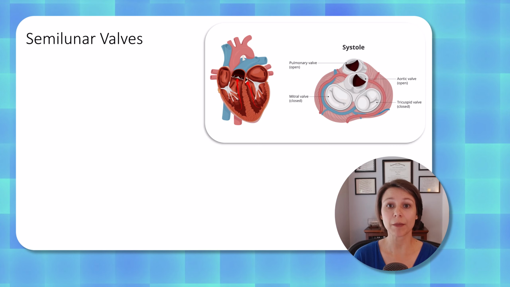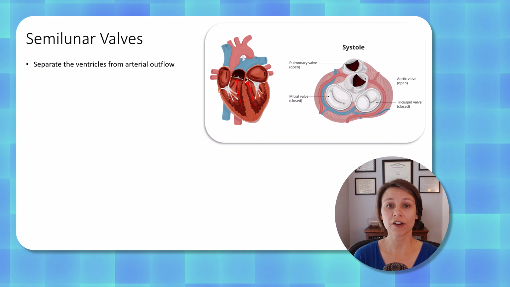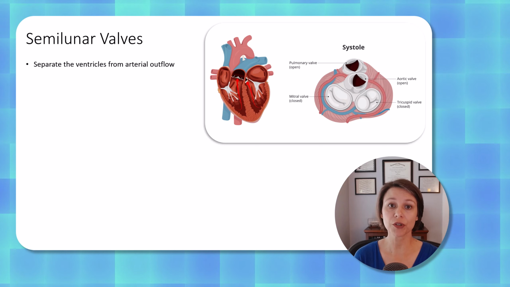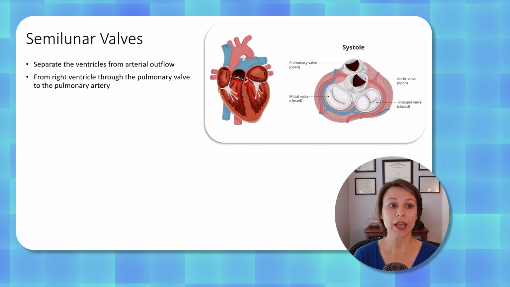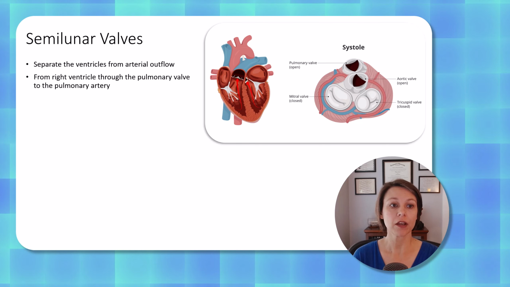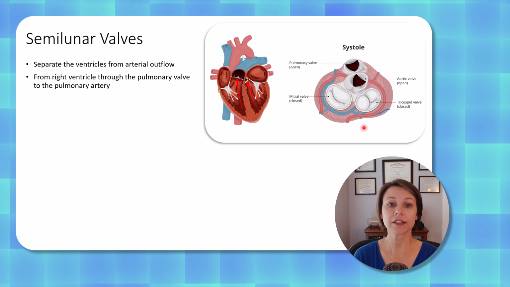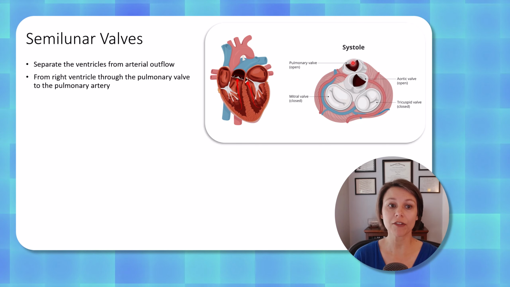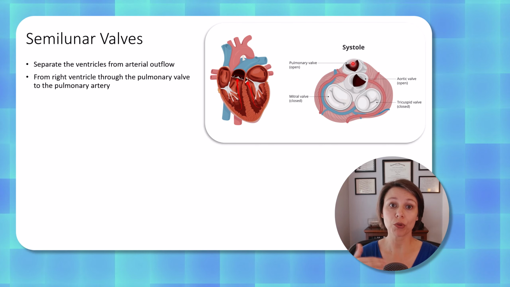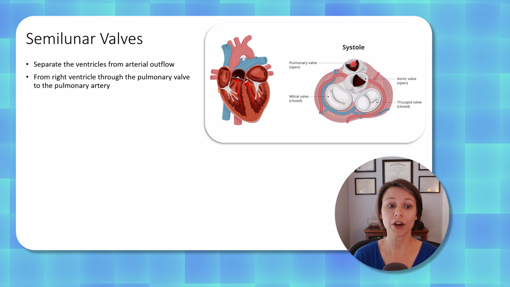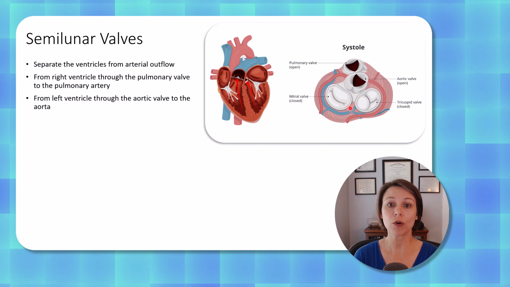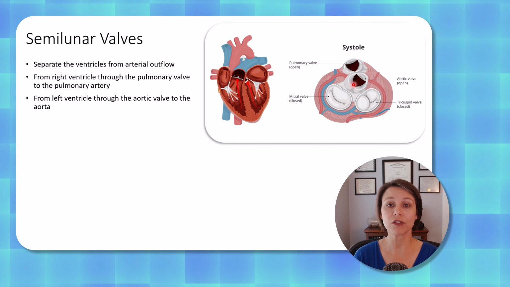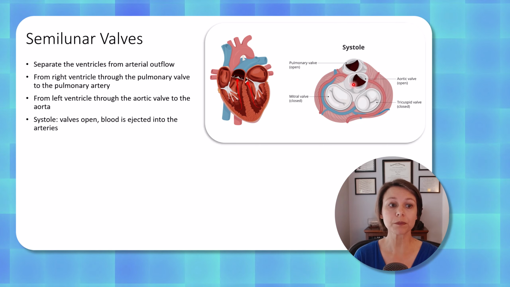Next up are the semilunar valves. These are the valves that separate the ventricles from their arterial outflow. So we have the right ventricle that then has the pulmonary valve. That blood flow will go through the pulmonary valve to the pulmonary artery. And then from the left ventricle, it will go through the aortic valve to the aorta.